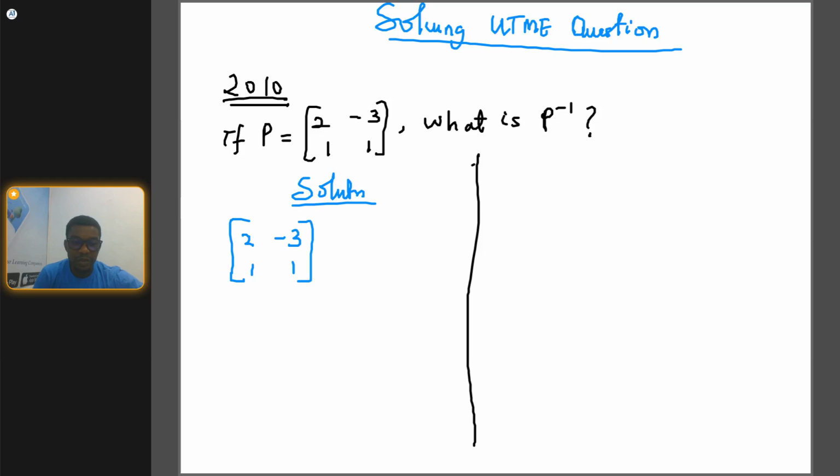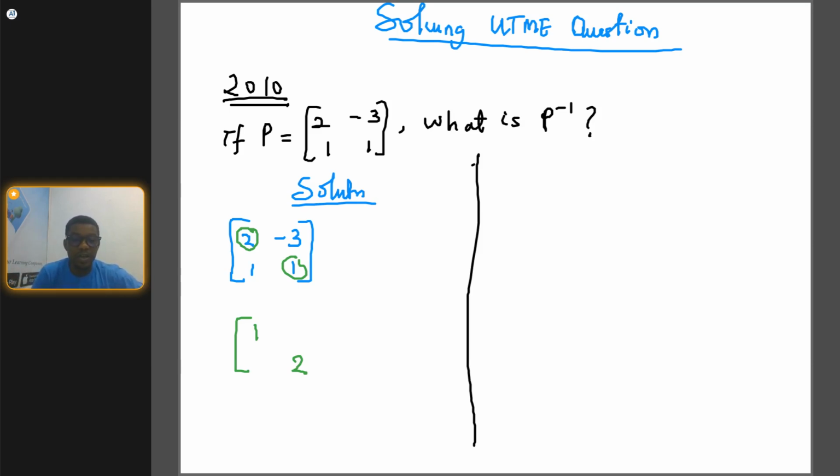The first step is to interchange or swap the major diagonal, swapping this and this. That means you are going to exchange the arrangement: 2 will go to the place of 1, and 1 will go to the place of 2. That's swapping. So if you swap, you are going to have something of this nature, 1, 2. That's the first step, swapping the major diagonal.